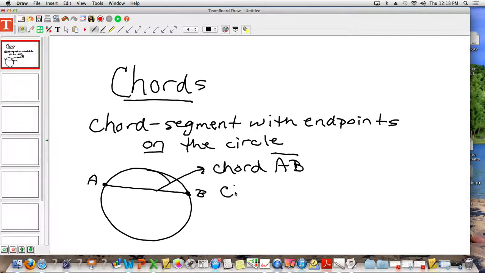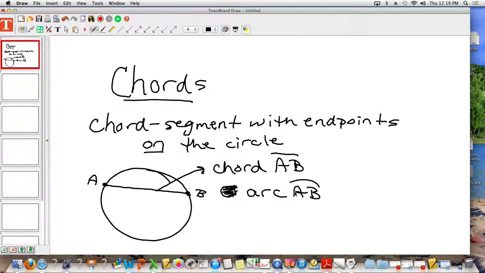This picture happens to also have an arc AB. So do you see the difference between the way the two of them look? Arc AB has an arc symbol on top. Chord AB has a little line segment symbol on the top of it. You okay with that? Yes.